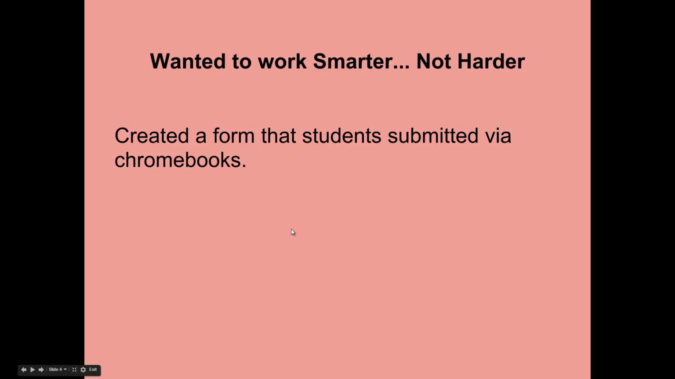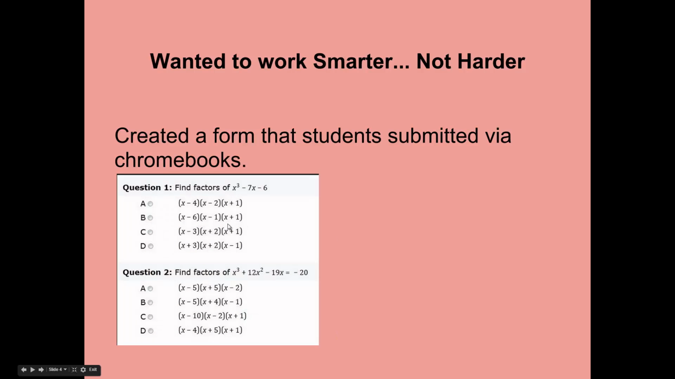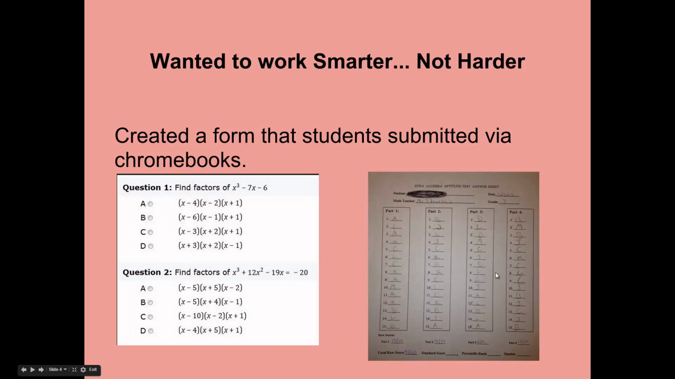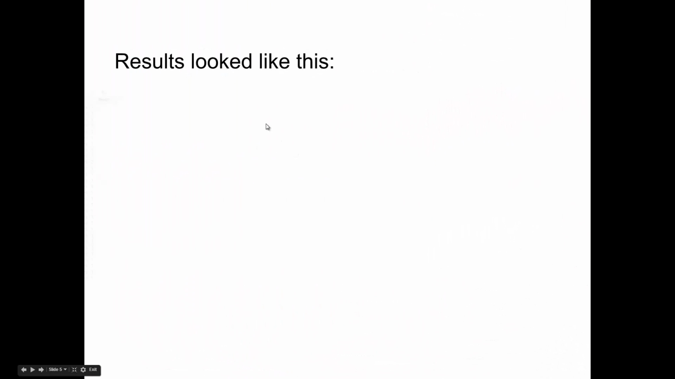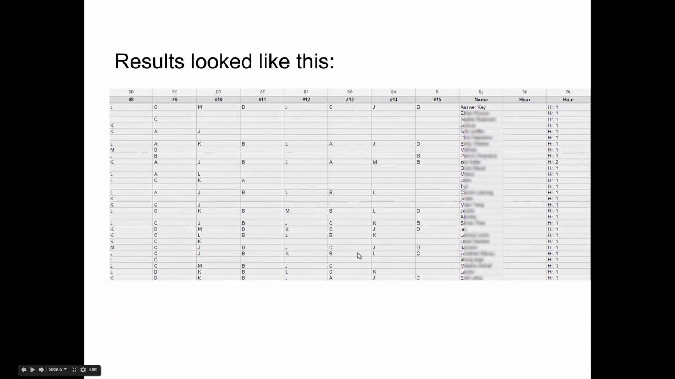Last year, we created a pilot for the 6th grade students where we created a form that the students submitted via Chromebooks. So when they had a question like this, and in the past they had an answer key that they had to fill out that looked something like this, we changed it this year. We made it a form, and now it looks like this. They would simply go through, select their answer, hit submit, and the results will look like this. It will come out in the spreadsheet format.